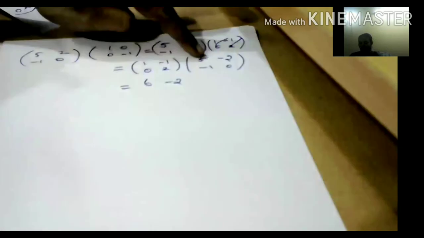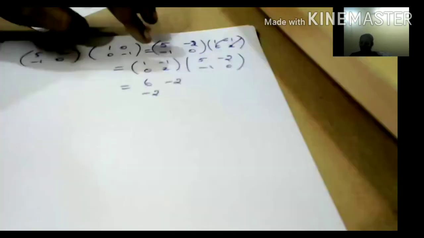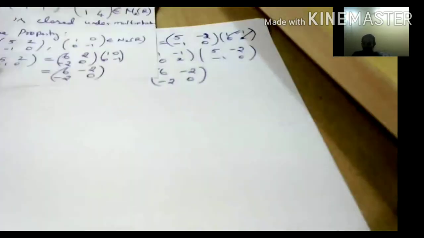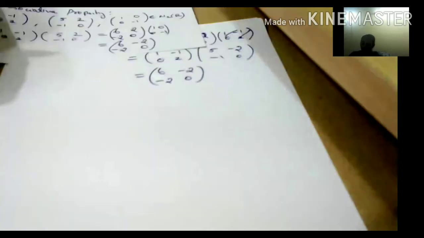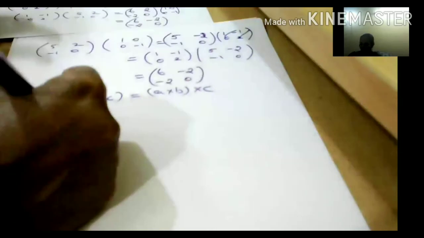So 0 into 5, 0. Again 2 into minus 1, this is minus 2. So 0 into minus 2 plus 0 into 2, this is 0. So see here, in the left hand side, we have got this answer, 6 minus 2, 0. Right hand side also, you have got 6 minus 2, 0. Therefore, we have proved now A into B into C equal to A into B into C. So, therefore, M2 of R is associative.